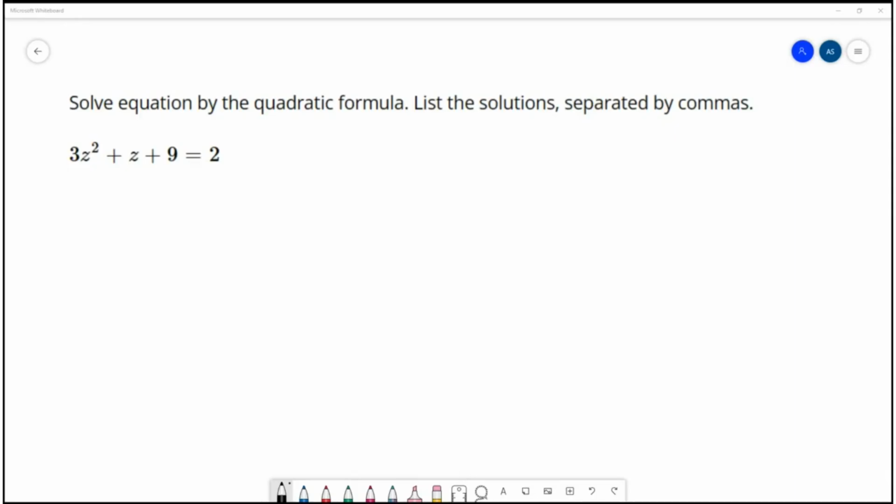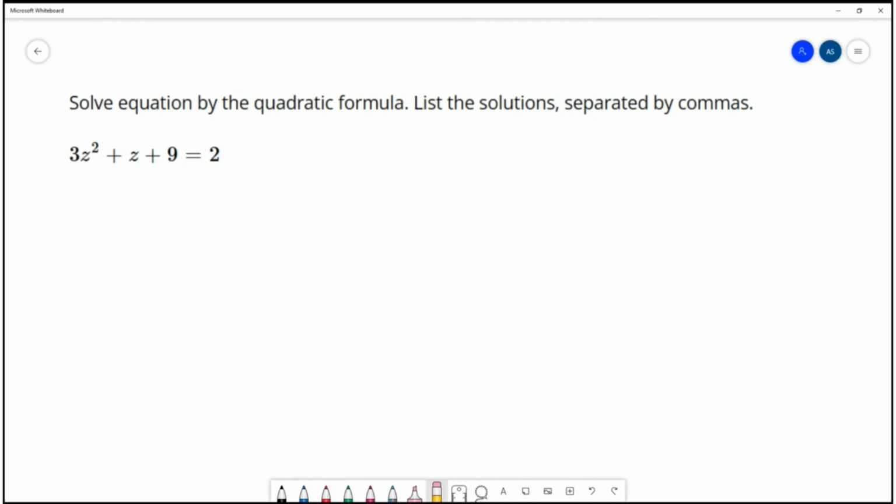We've got our last 5 questions from the practice final. We're going to solve the equation by the quadratic formula. List all solutions separated by commas. Our equation is 3z squared plus z plus 9 equals 2.